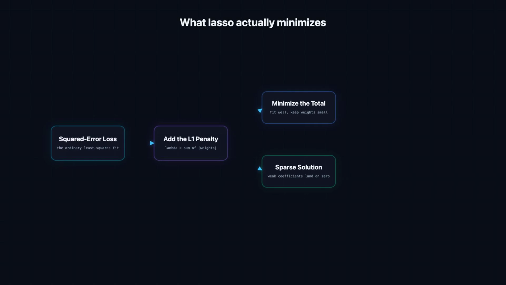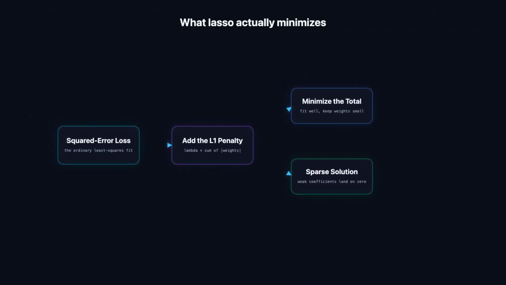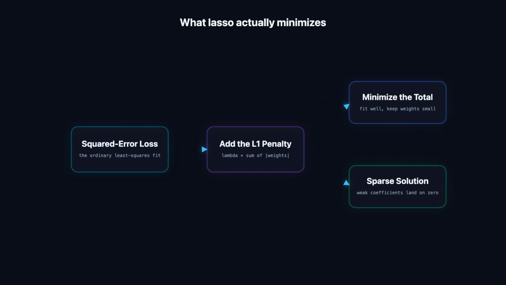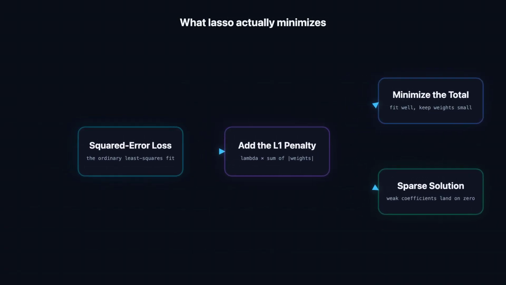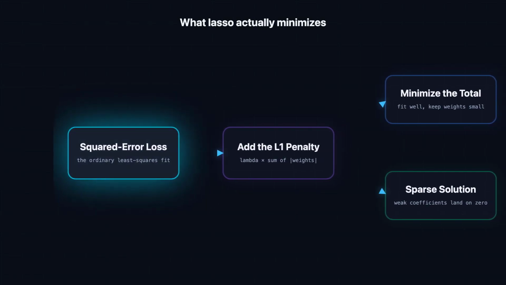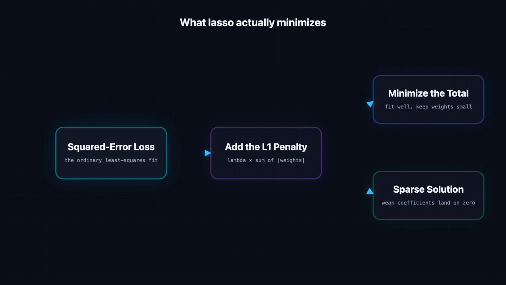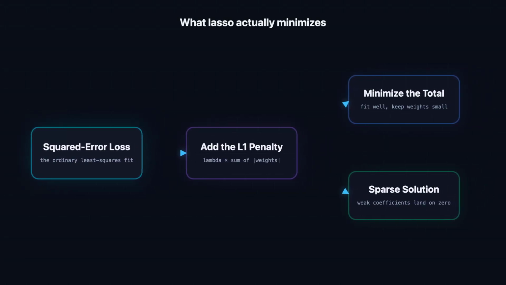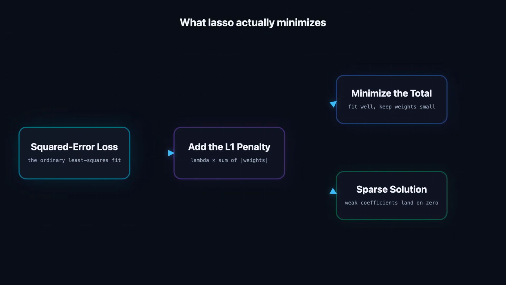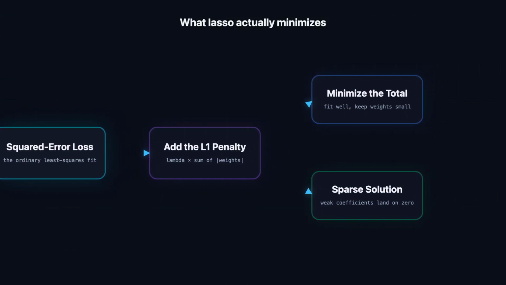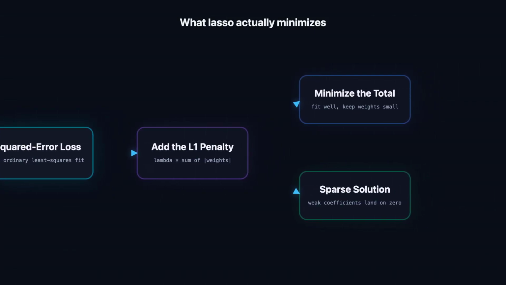Look, Lasso is still ordinary linear regression at heart. What changes is the objective it minimizes, so follow the construction one piece at a time. Begin with the plain squared error loss, the same one ordinary least squares uses. It measures how far your predictions sit from the true values, and minimizing it alone is what gives you the classic best fit line. That is our starting point.